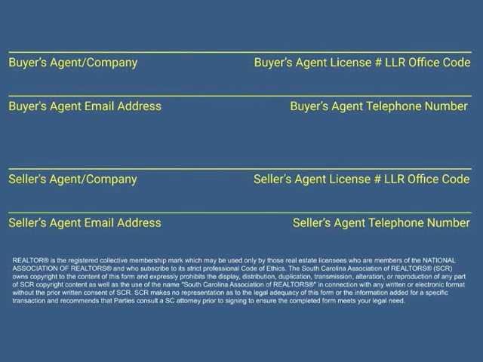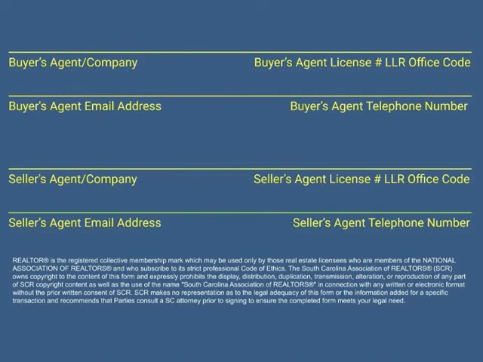The next section is for the seller, the same information. Seller agent and company, the seller's agent license number and the office code number, the email address and the telephone number. These things are important. For one thing, you want to make sure that the other agent's license has not expired, that they're legitimate. So it's important for you to be able to check that, or anybody to be able to check it. So make sure you get this filled out correctly. And at the bottom, there's a paragraph that's basically saying that this form is copyright of the South Carolina Association of Realtors.